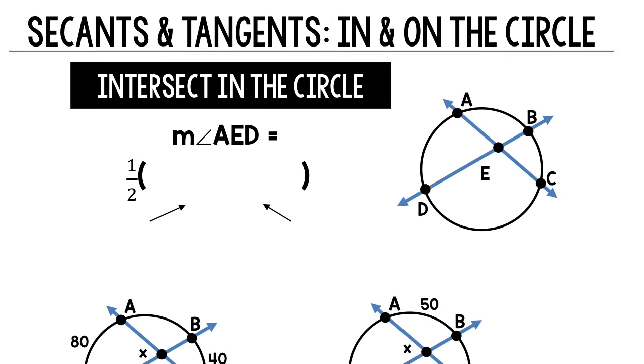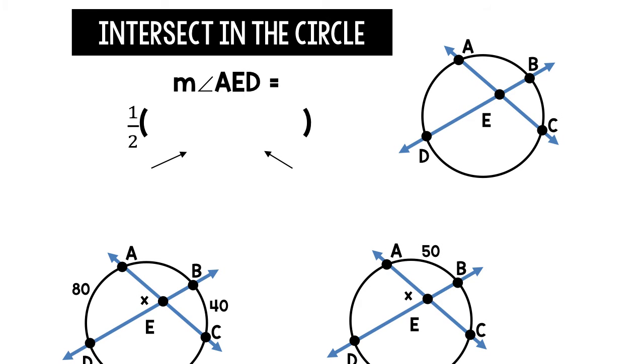Flip your paper over, and we're going to look at arcs, secants, and tangents that intersect inside the circle. This is a little bit different. You can see we've got two secants. We're not going to have a tangent that intersects inside the circle because it doesn't go inside the circle. But we're going to have these two secants. They intersect inside the circle.